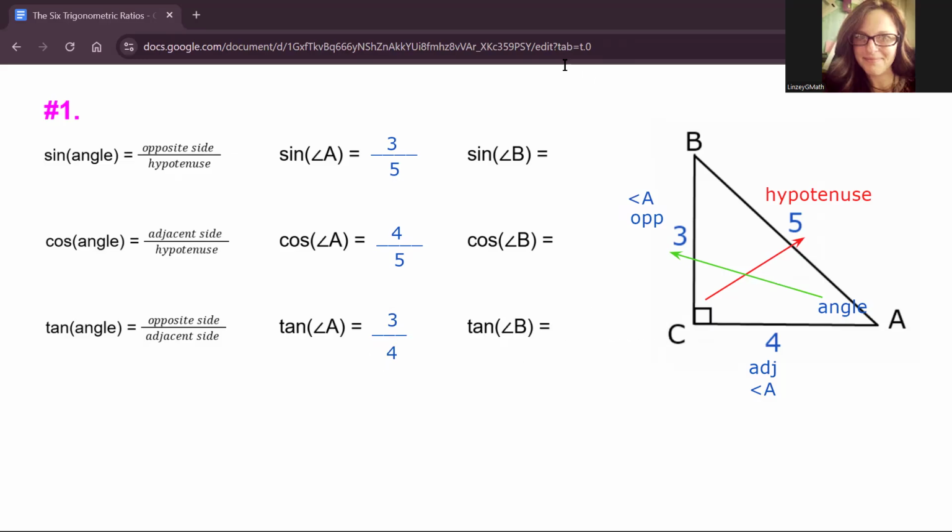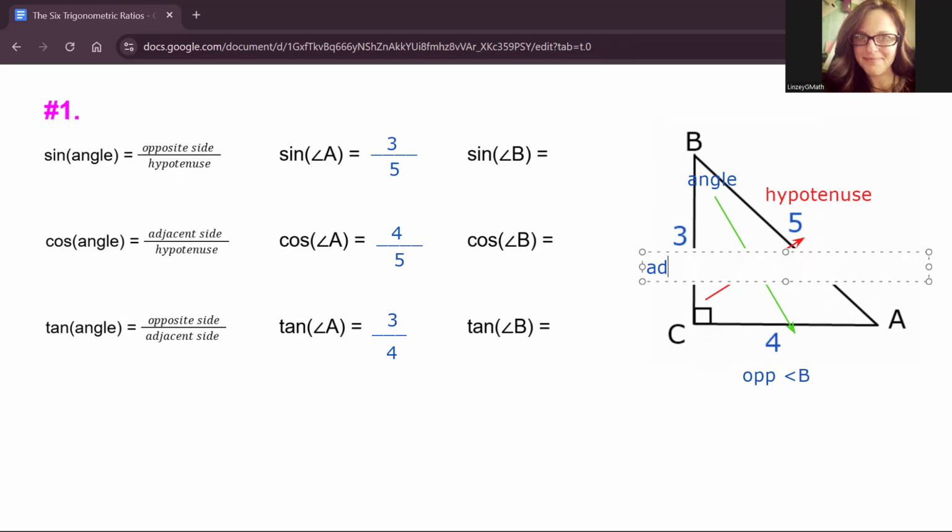Now let's take a look at angle B. Let's clear this here so that we can get our opposite and adjacent of angle A and B. All right, focusing on angle B. The opposite side of angle B is 4. And the remaining side is the adjacent side of angle B.